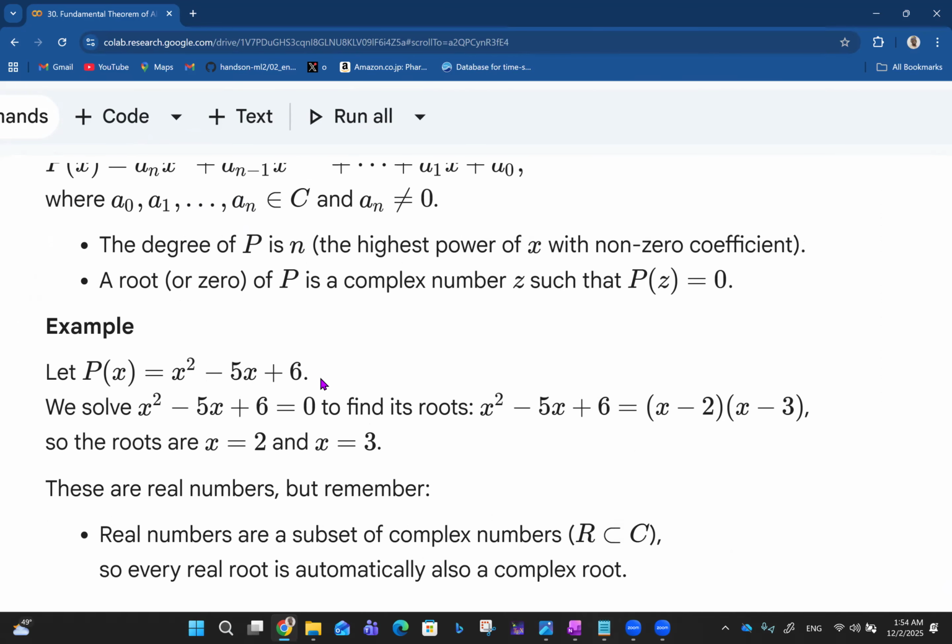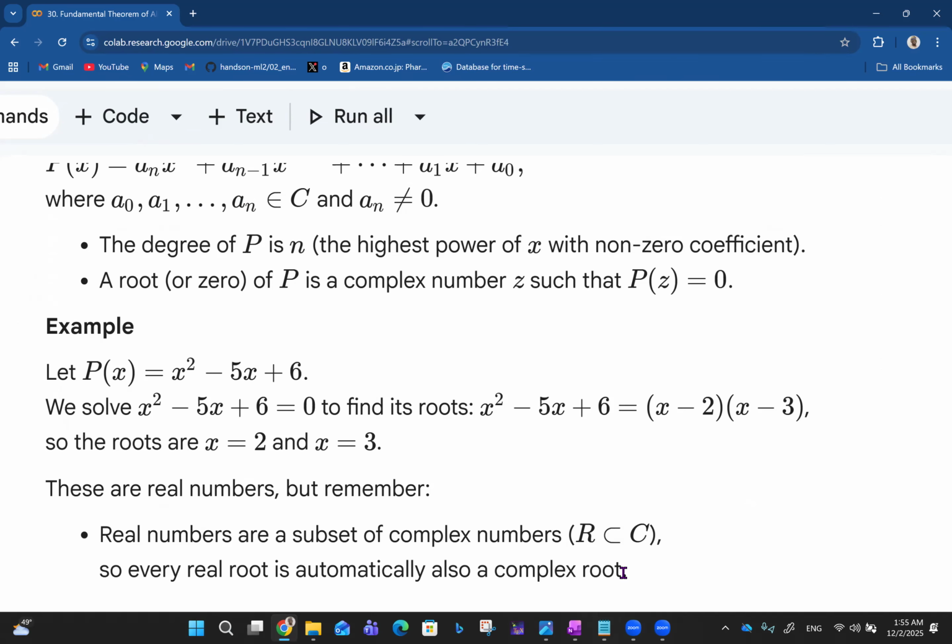A very good example would be this. Let p of x be x squared minus 5x plus 6. In fact, I believe this is one of the most common expressions we have seen in this playlist so far. So we solve x squared minus 5x plus 6 equals 0 to find the roots, which is simply (x minus 2)(x minus 3) when we factorize. So the roots are x equals 2 and x equals 3. They are real numbers, but remember that real numbers are a subset of complex numbers. So 2 is real, but it is also complex because you can say it is 2 plus 0i, or 3 plus 0i. So every real root is automatically also a complex root.